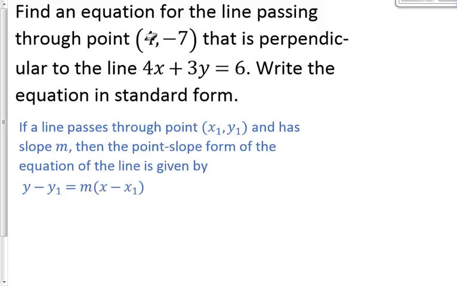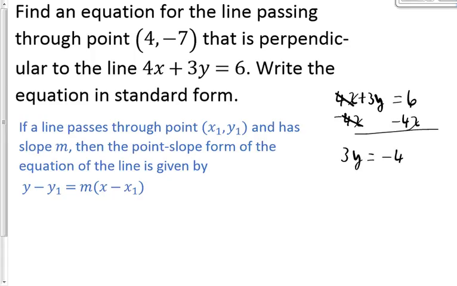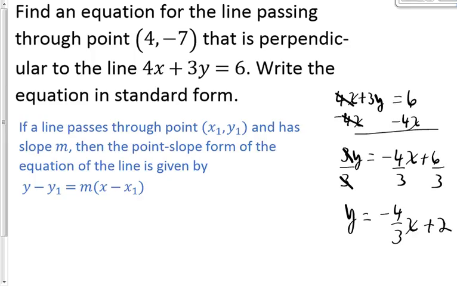So I already have the point, x1 is 4, y1 is negative 7, but I need to find the slope. And I know that my line is perpendicular to the line 4x plus 3y equals 6, so I need to know the slope of that line. I can subtract 4x from both sides to get 3y is equal to negative 4x plus 6. Then I divide everything by 3, and I get y is equal to negative 4/3 x plus 2. Now, this line has slope negative 4/3.